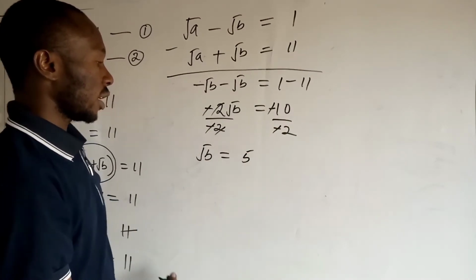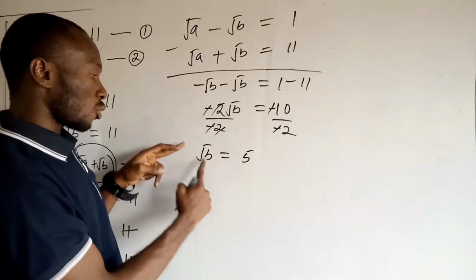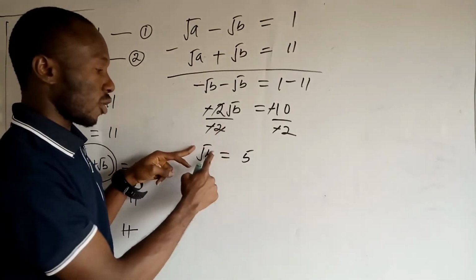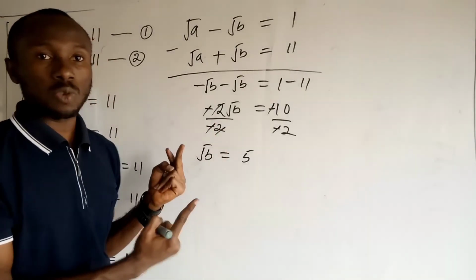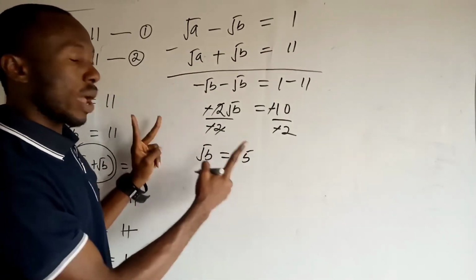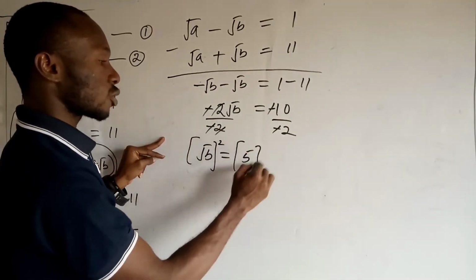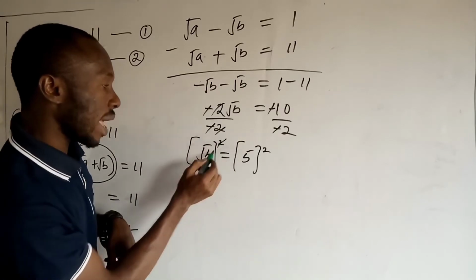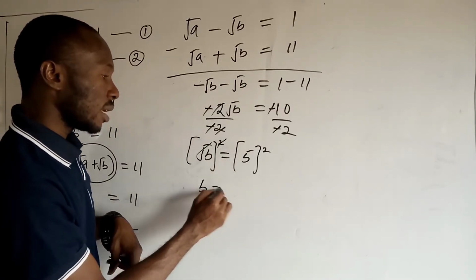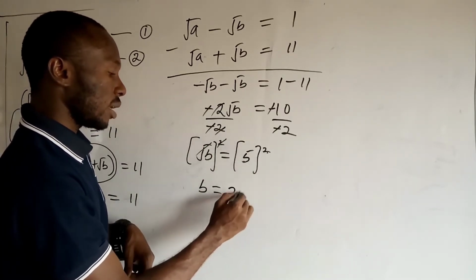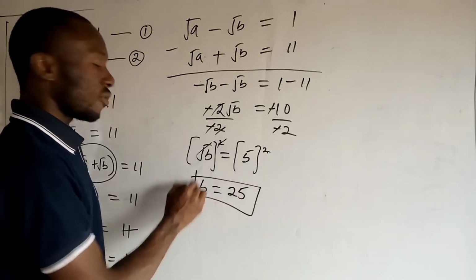Now the next thing I want to do is to take away the square root from this side. How do I do that? Remember, if I square both sides, the square takes away the root. So B is equal to 5 squared, which gives me 25. Now I've gotten the value of B.